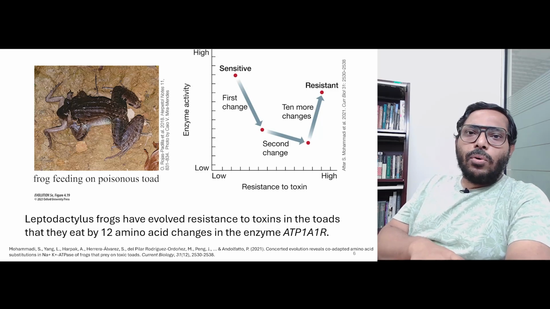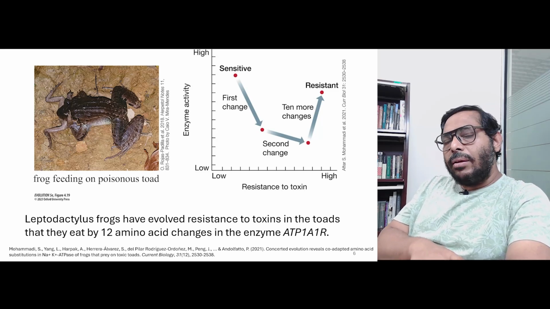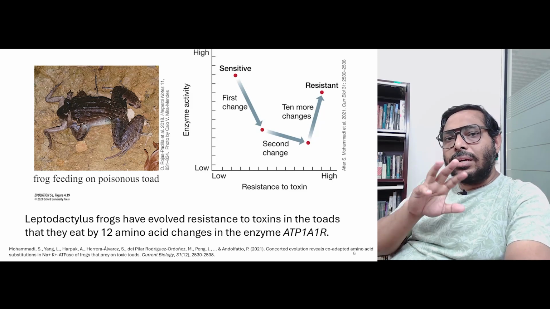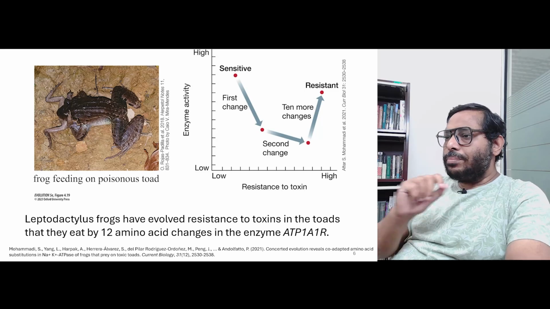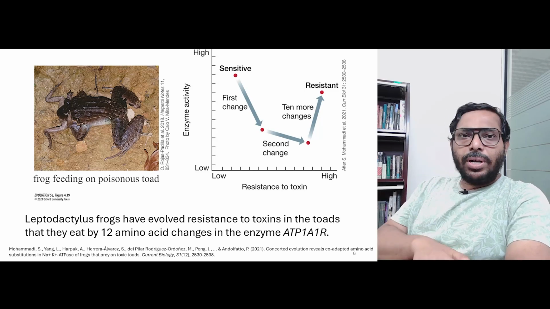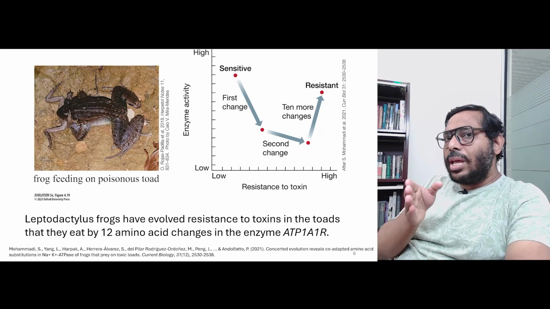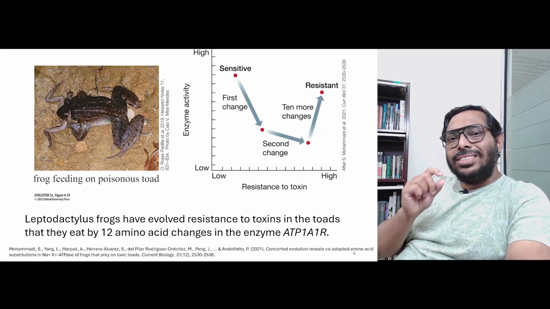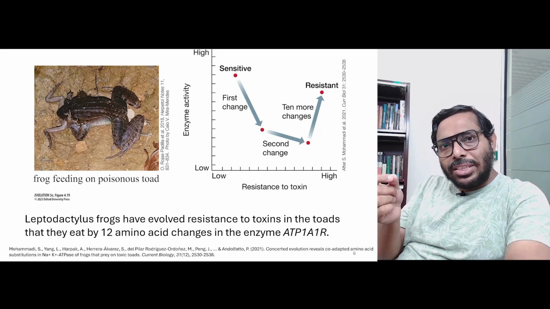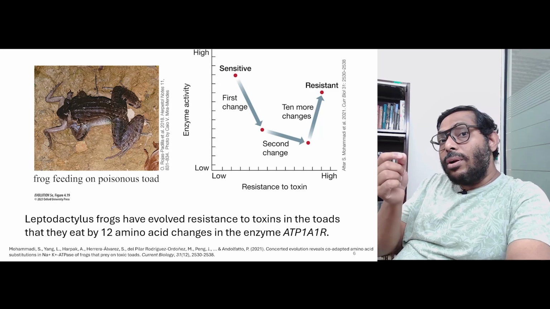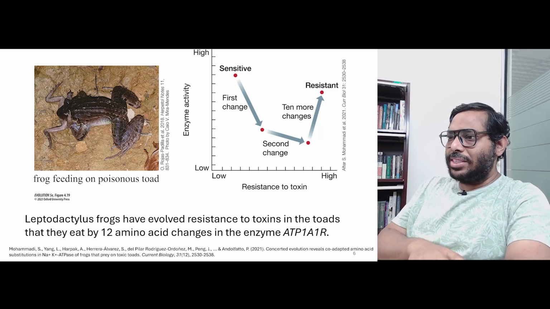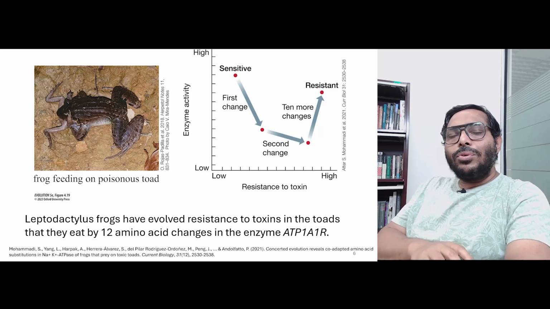The ATP1A1 gene is a very important gene for these organisms, because it helps maintain the ionic balance across the membranes. What Mohammadi et al. did is figure out that there are 12 amino acid changes, and then they engineered the proteins with those amino acid changes and tried to figure out what functions those proteins play, and therefore what the role of each one of those amino acid changes is. What they figured out was awesome.